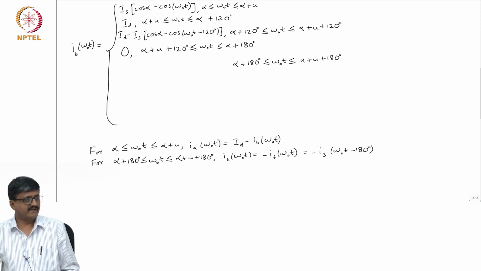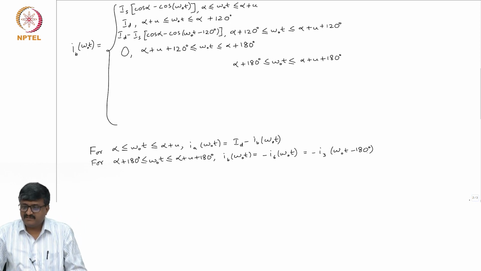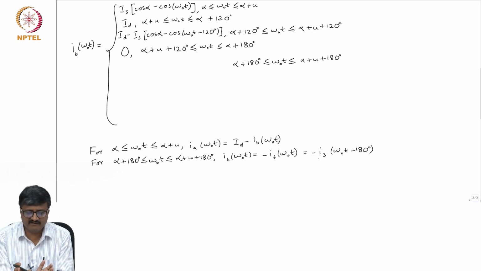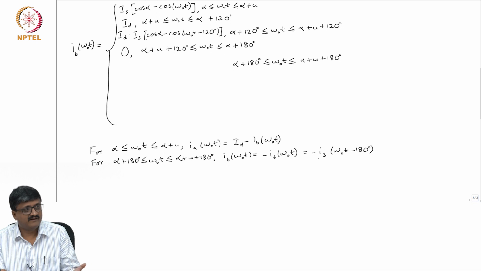I3 and I6 are identical except for a phase shift of 180 degrees. Now I need the expression for I3 for which subinterval? Say the current subinterval of interest is alpha plus 180 to alpha plus u plus 180. So, I want to know what happened to I3 180 degrees ago. That means which subinterval? You just subtract 180 degrees from the upper and lower limits of omega OT.